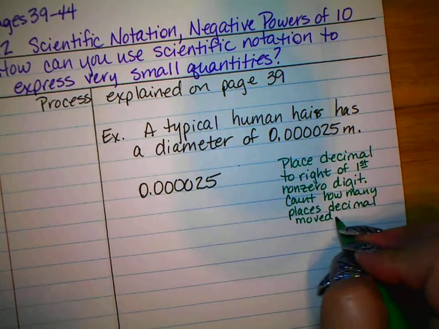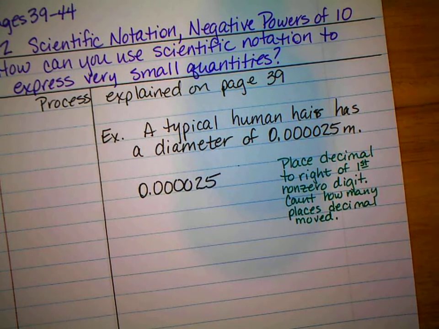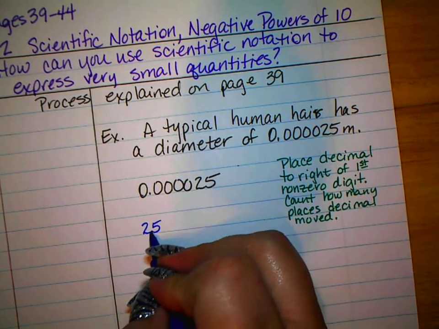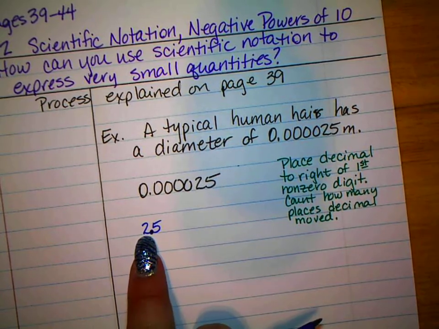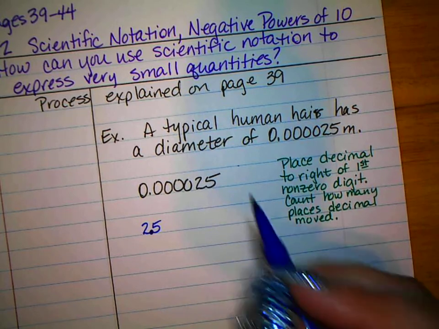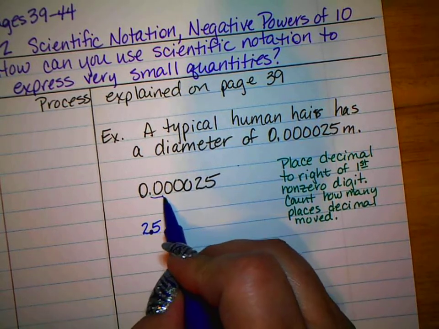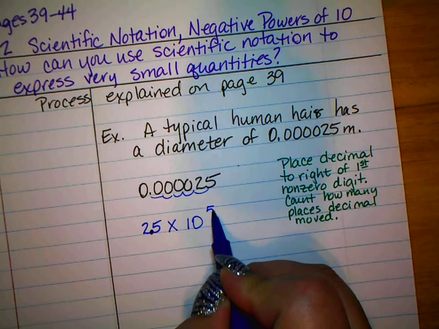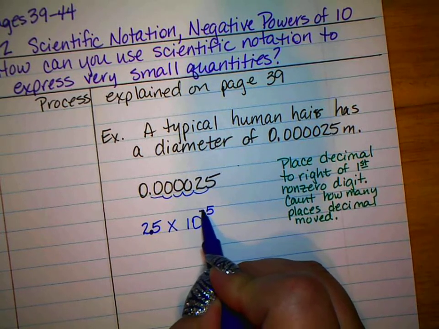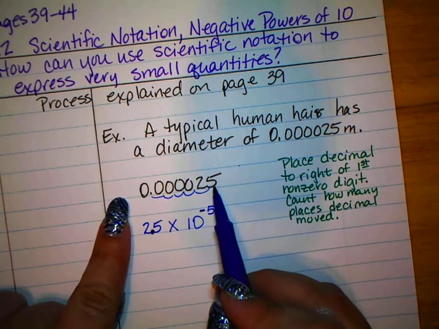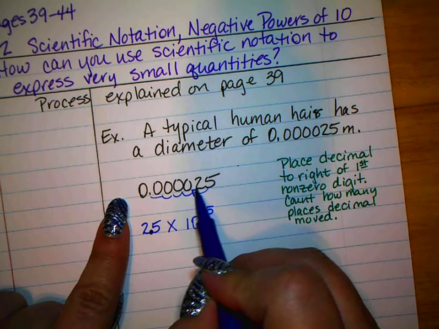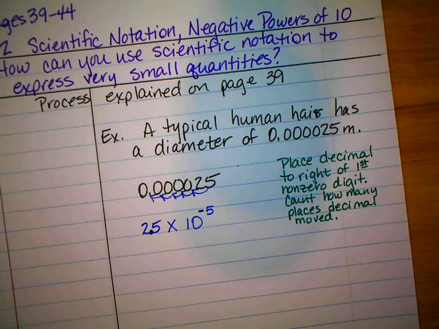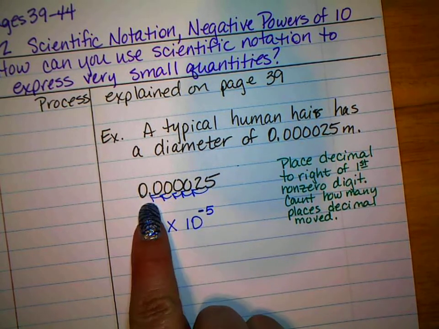So I'm going to start with my number that's non-zero. I'm going to put my decimal in between so that it's to the right of the first non-zero digit. Then I've got to figure out how many places the decimal moved. 1, 2, 3, 4, 5. So I'm going to multiply by 10 to the 5th, only it's not a positive 5 today, it's negative, because this is a very small number. The decimal actually moved to the left, whereas yesterday it moved to the right. So if it moves to the left, it becomes a smaller number, so we need a negative exponent.